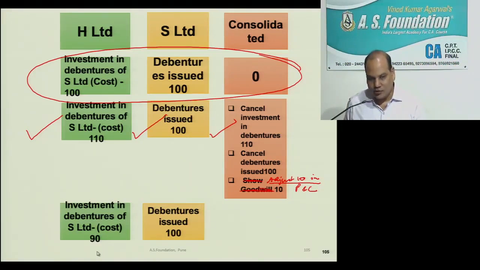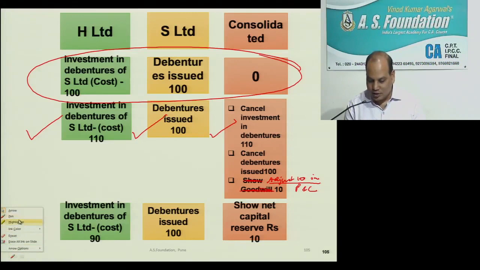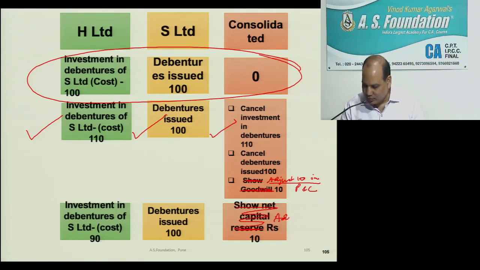Investment in debenture is 90. Debenture issued is 100. So we'll cancel 90 and 100 from each side and adjust rupees 10 in P&L account. It will be treated as a gain or loss. Adjust rupees 10 in P&L account in both cases.